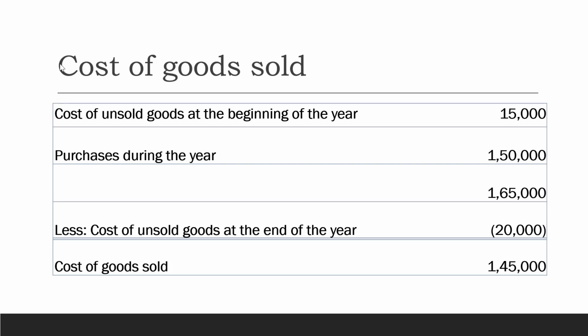In this year, how much goods have been sold? 1,45,000. So that is the cost, isn't it? Whatever you have sold in the current year is equal to 1,45,000. Now how did we arrive at this 1,45,000? Because we had 15,000 at the beginning of the year, from last year's inventory. Now we purchased another 1,50,000 in the current year. So we had 1,65,000 worth of goods with us. But at the end of the year, we were still left with 20,000. So how much goods have we sold this year? It's a simple mathematical calculation.